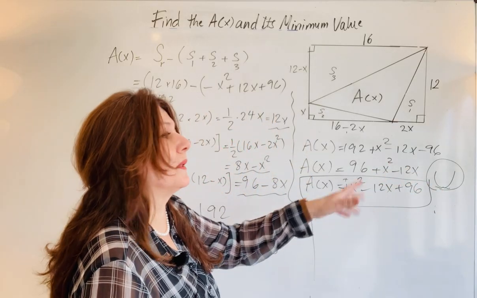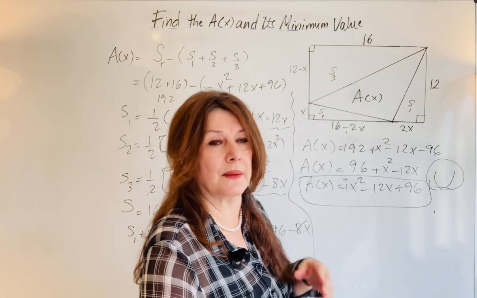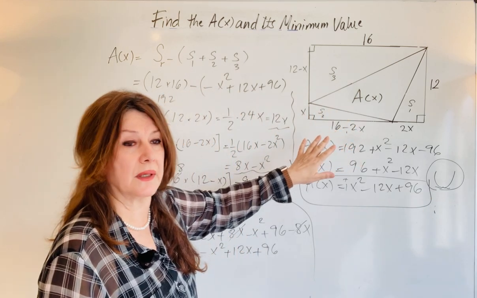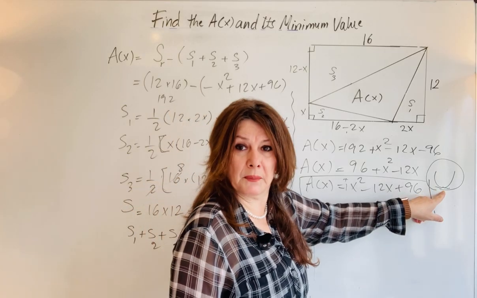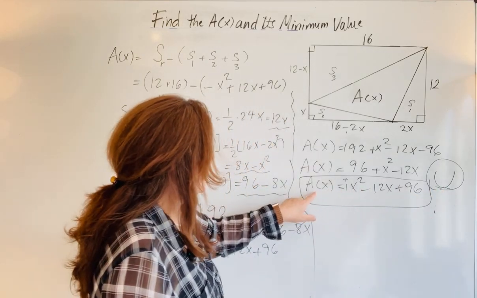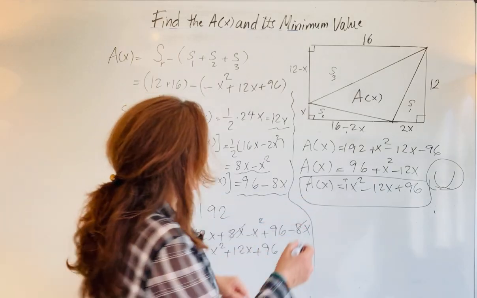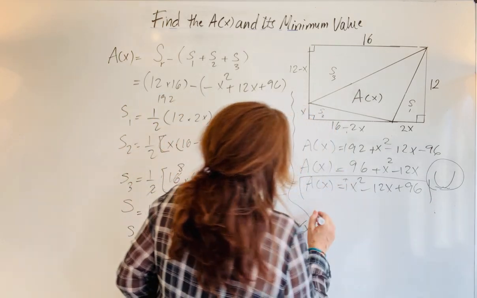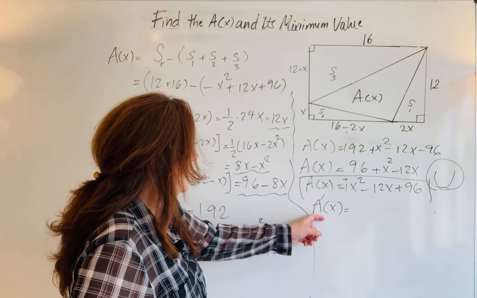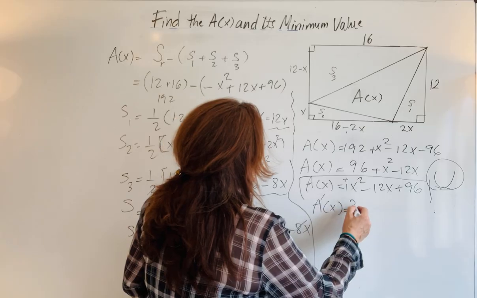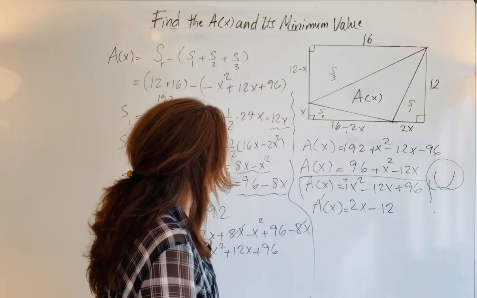In algebra, you can say the minimum point is at the vertex, negative b over 2a. But here we do it without that. To find the minimum and maximum point, we find the derivative of this one. The derivative of a of x we call a prime of x. We know that a prime of x is 2x minus 12, and this gets 0.